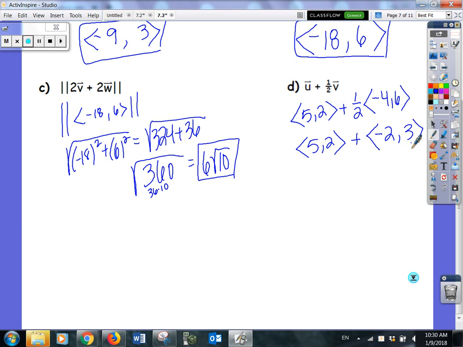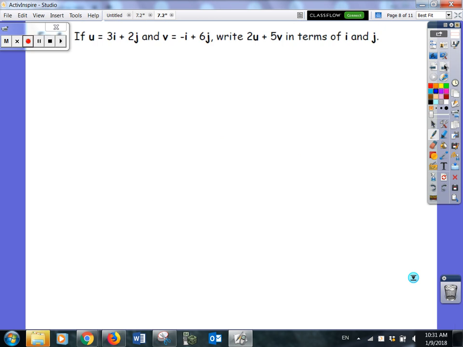So then we have 5 plus negative 2, which is 3. 2 plus 3, which is 5. And there is your answer. So that's the operations when it's in component form. You can also do the exact same operations when it's in terms of i and j. All it is is distributing and combining like terms when you have i and j.